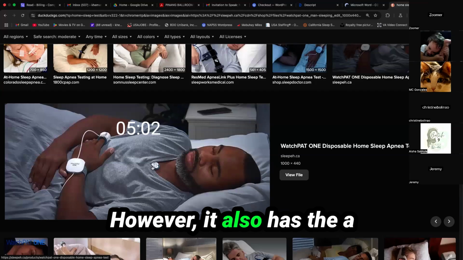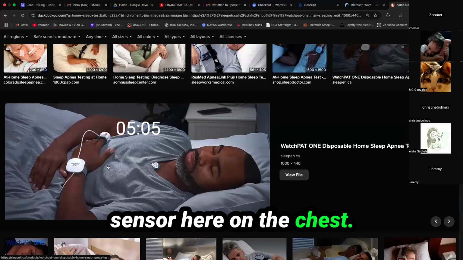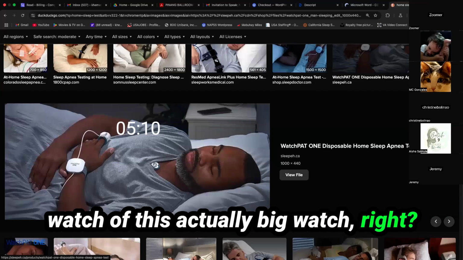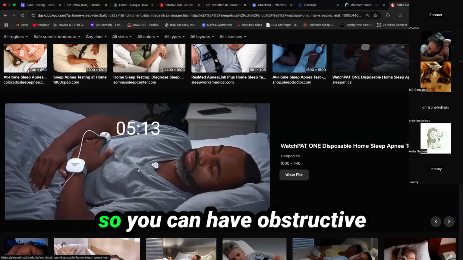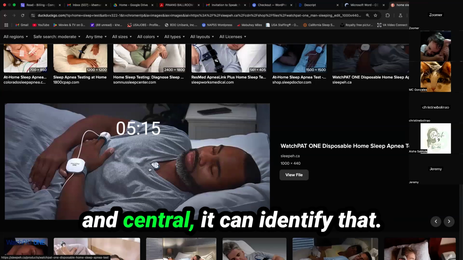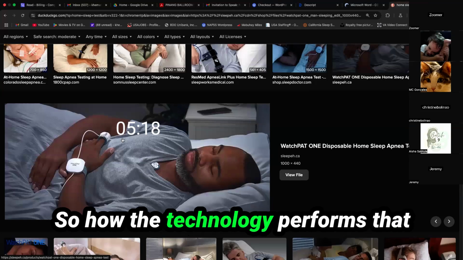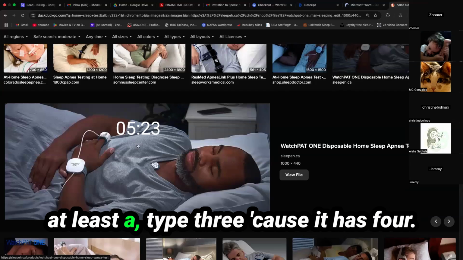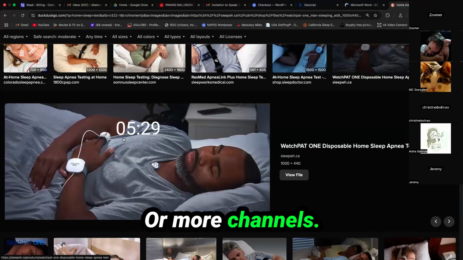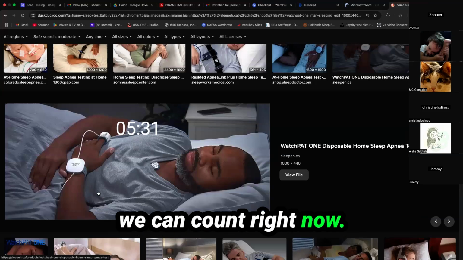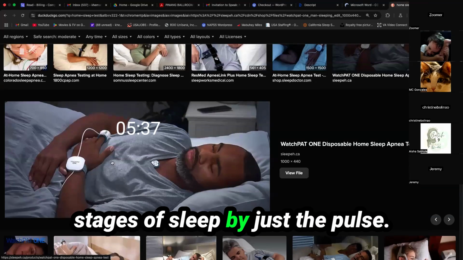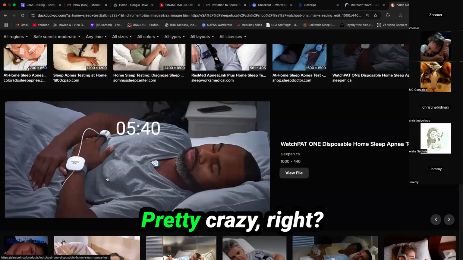However, it also has a sensor here on the chest, so it's all connected into this little watch. Oh, this is actually a big watch, right? But this also monitors the effort. So you can have obstructive and central. It can identify that. So how the technology performs that, it's a longer conversation. But this is at least a type 3 because it has four or more channels. So it has four at least that we can count right now. But it can also calculate the stages of sleep by just the pulse. Pretty crazy, right?